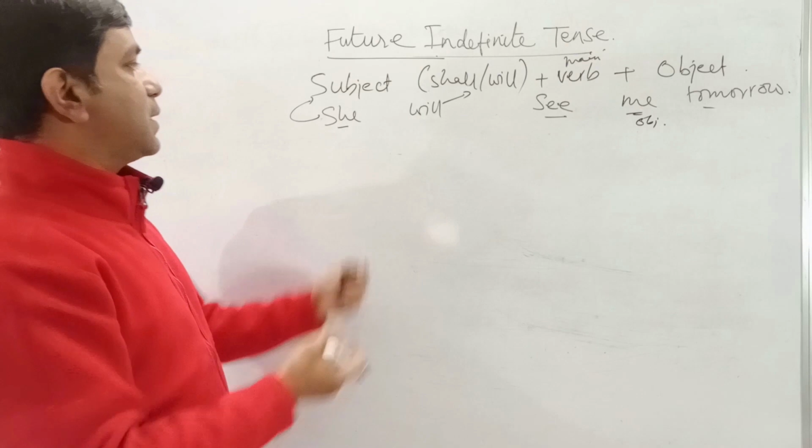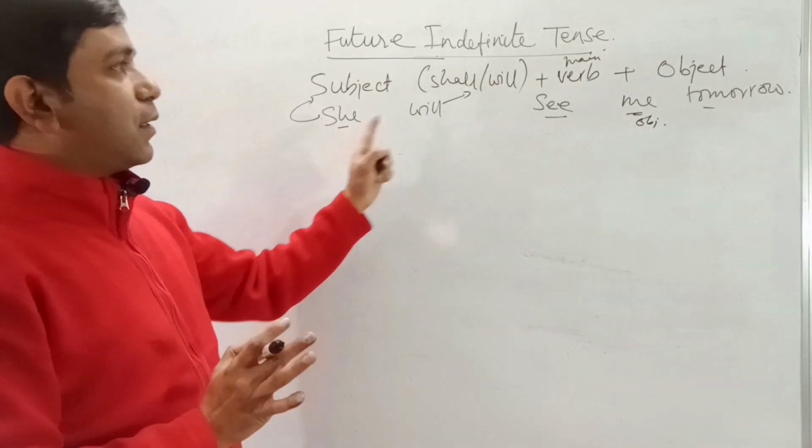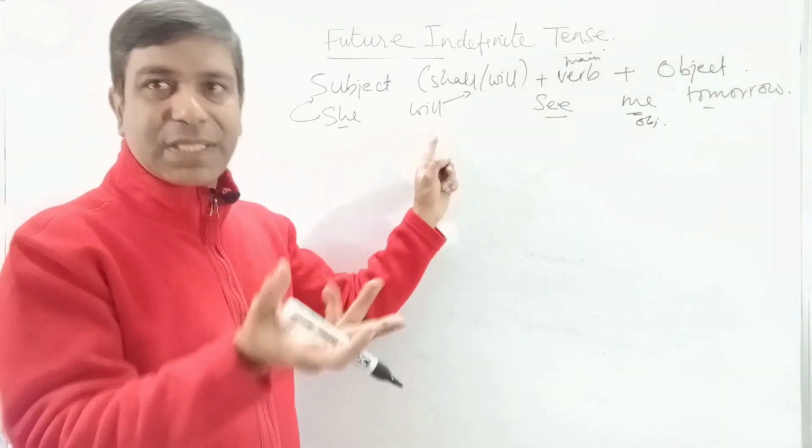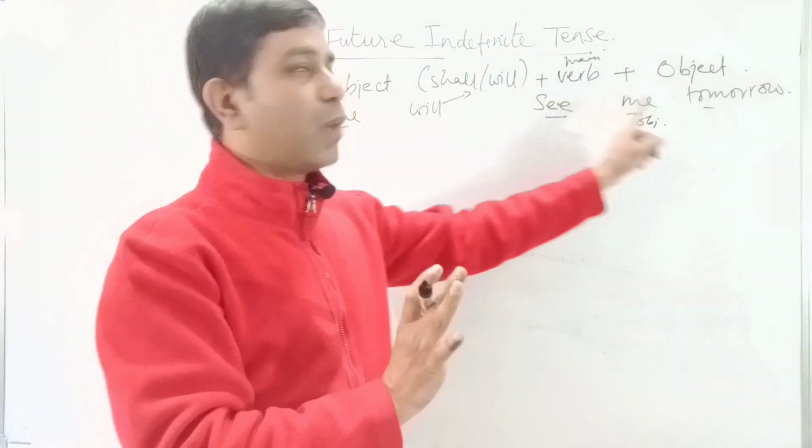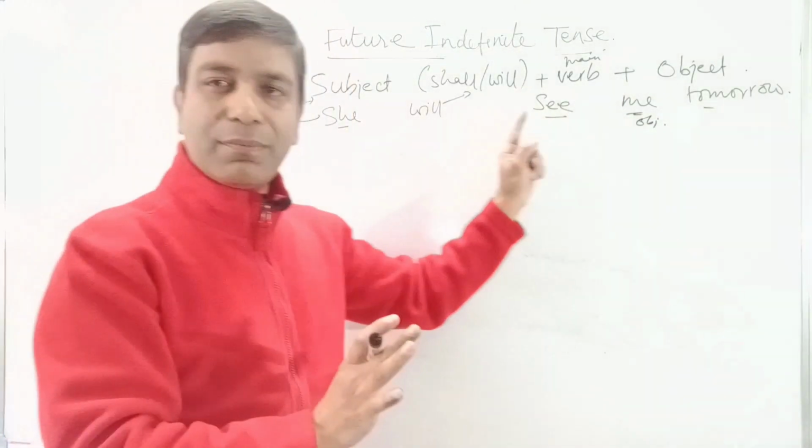So in this sentence we have one subject. Will and shall is necessary. It is a part of the rule. So we have one verb and one object. One subject, one verb, one object.